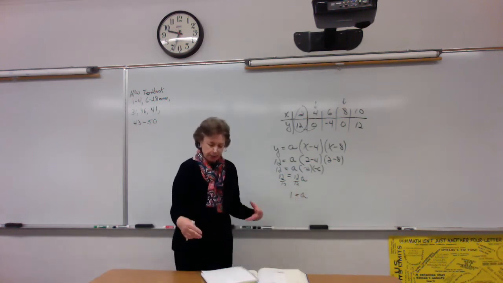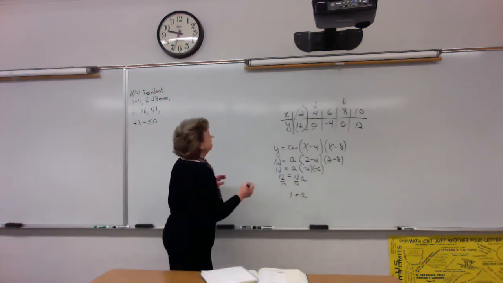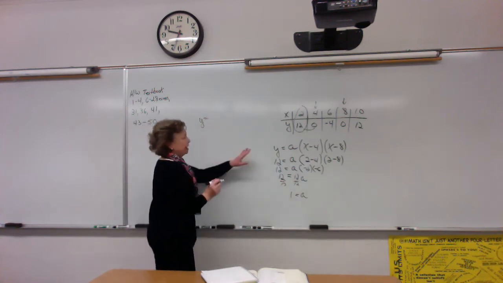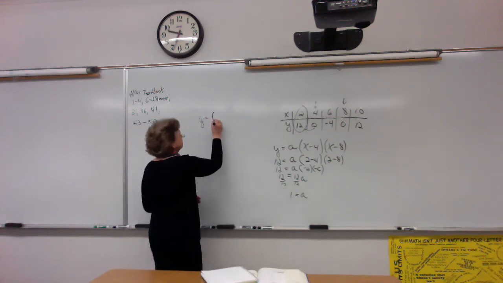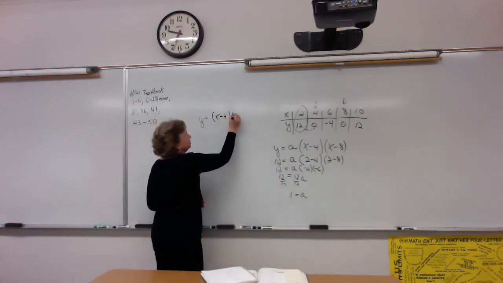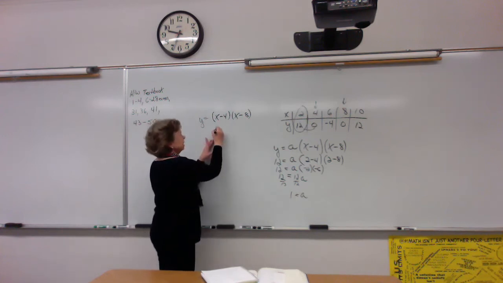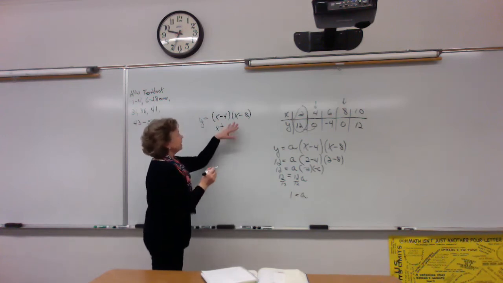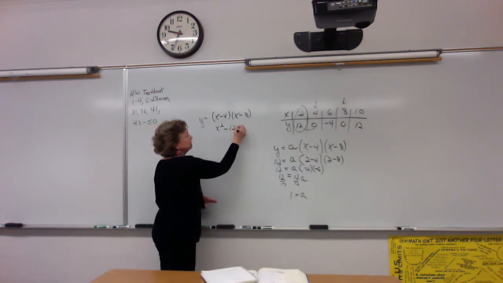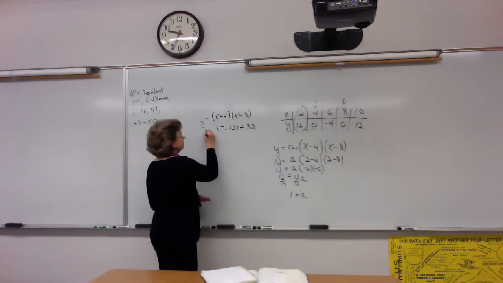So now I'm ready to put this back into my equation. So y equals, a was 1, so I didn't have to worry about it. x minus 4 times x minus 8. When I FOIL those, x squared minus 4x minus 8x is negative 12x. And negative 4 times negative 8 is positive 32.